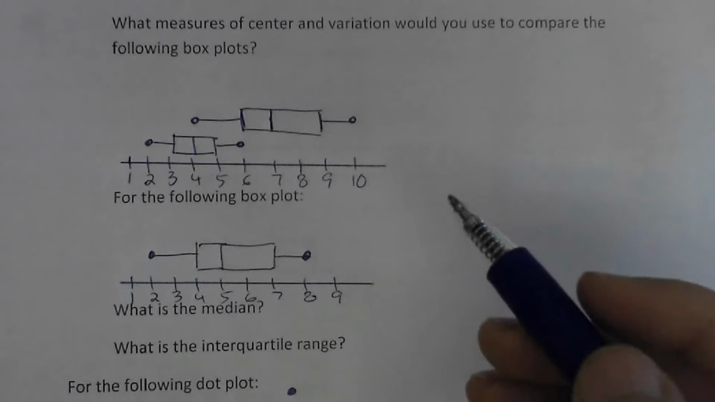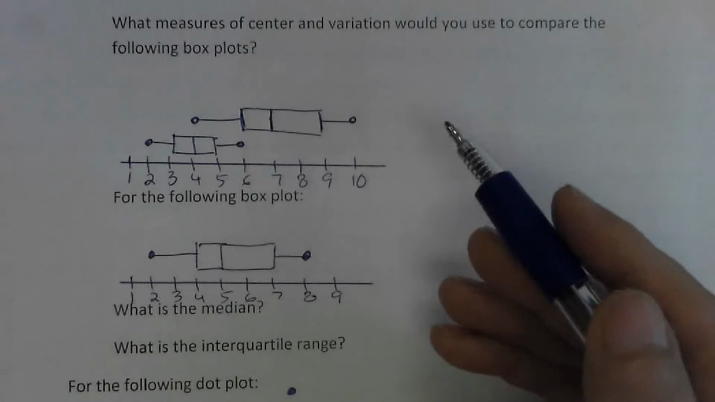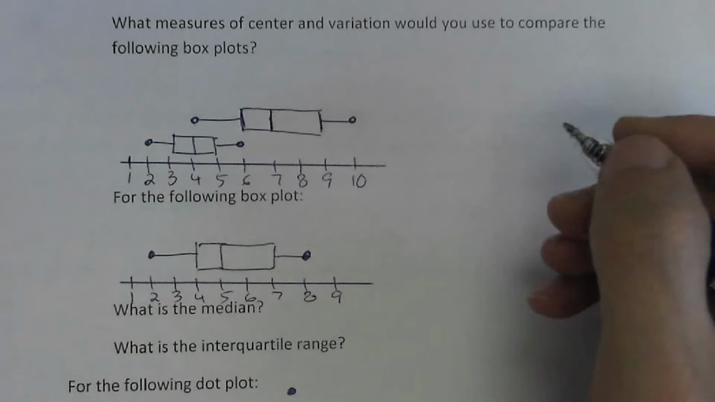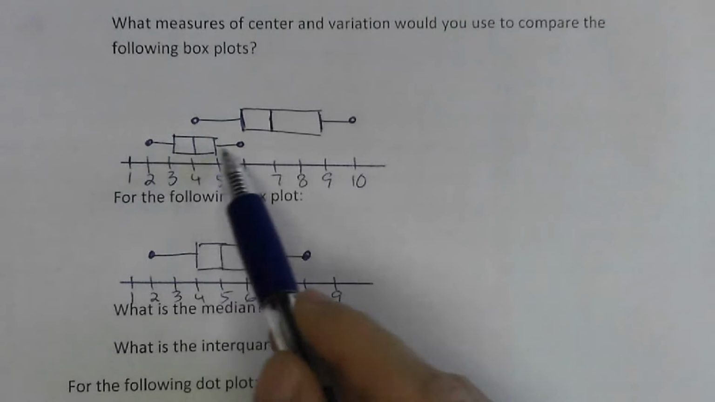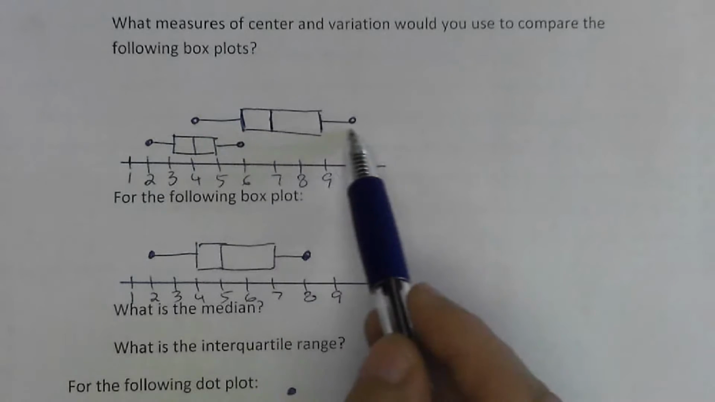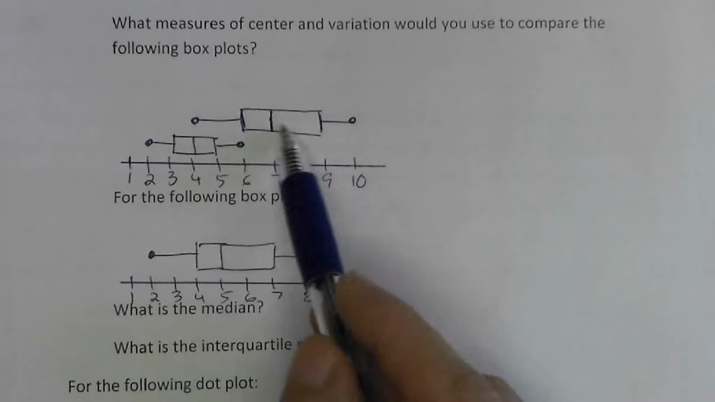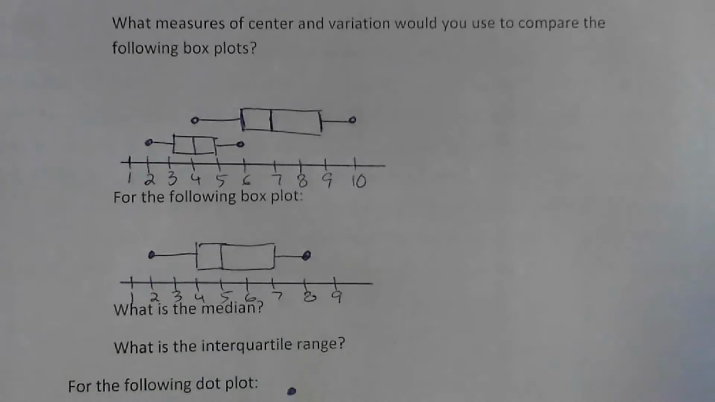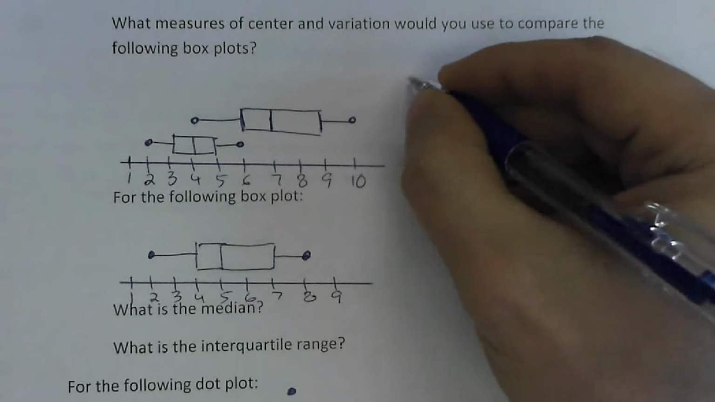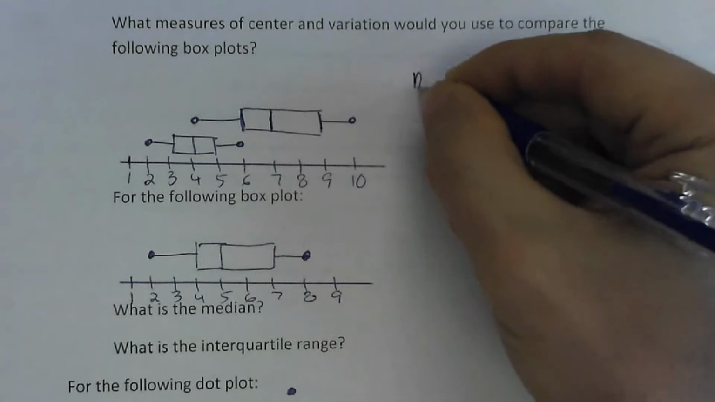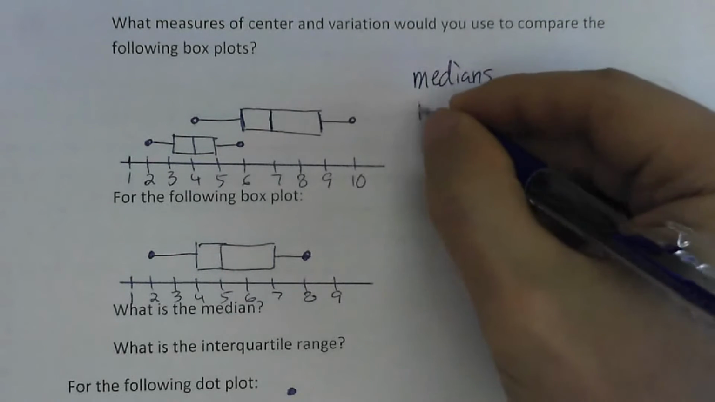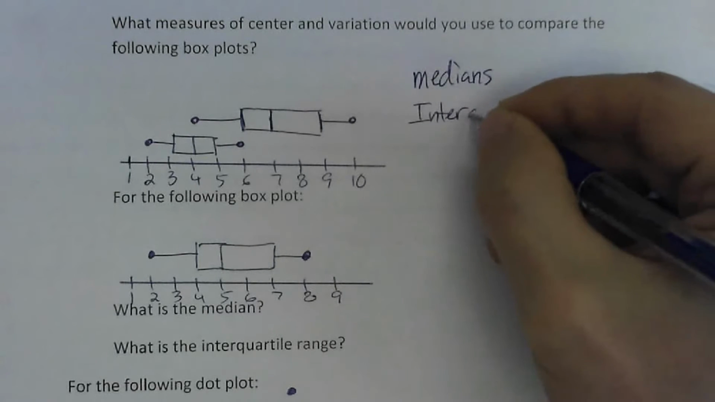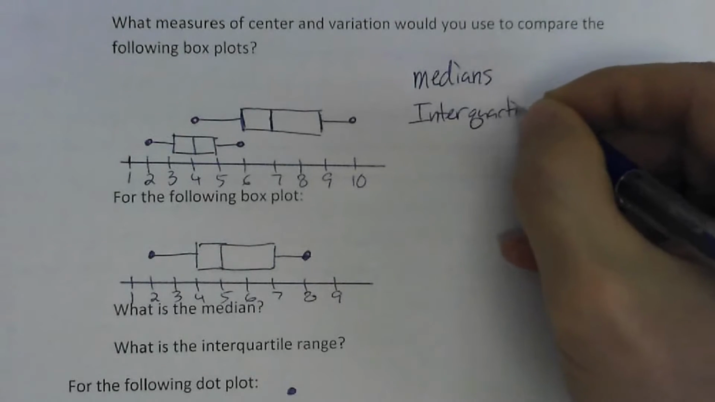Okay, so first thing you look at when you want to compare box and whisker plots, or dot plots for that matter, is whether or not they're symmetric. Now, when you look at it, this one looks pretty symmetric, but this one right here, not symmetric. This whisker is a lot shorter than this one. This half of the box is longer than that. When they're not symmetric, you're going to use 2 things to compare them. You're going to look at the medians, and you're also going to look at the interquartile range.